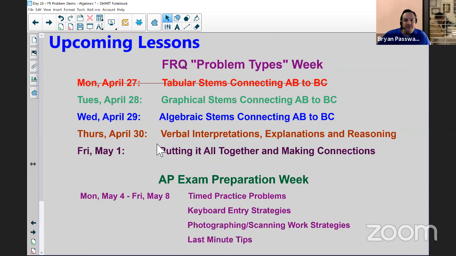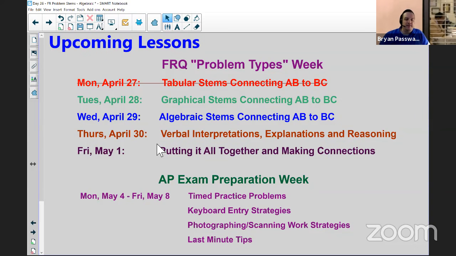Tomorrow, we're going to talk about verbal interpretations, explanations, and reasoning. Any good calc exam is going to want to get your thoughts. They want to hear what you think, not just the math that you do. Just like any exam, you're probably going to have to give some interpretations of your answers. Here's my number. What does this mean, right? How do I explain my reasoning? What's the proper way to justify answers when they say explain or justify? What are they looking for, right?